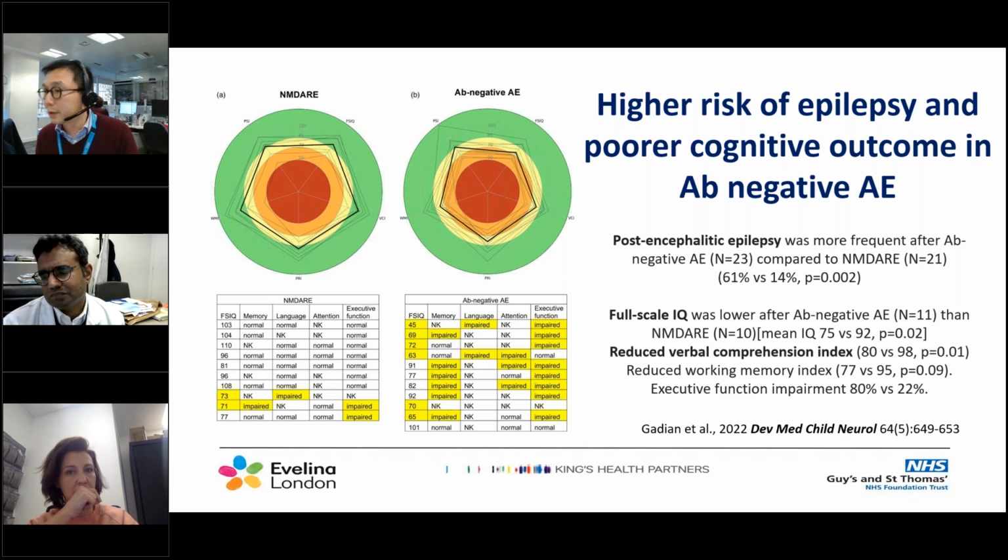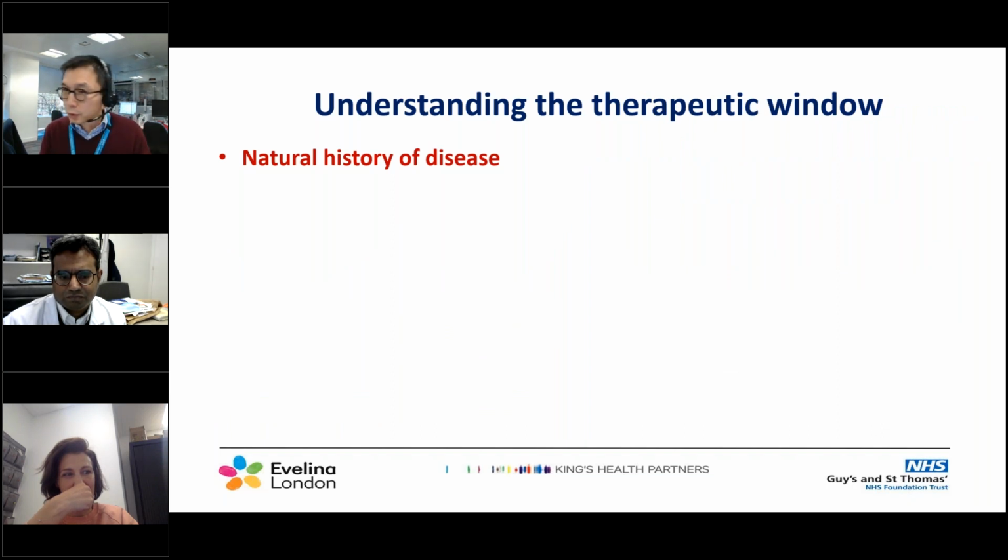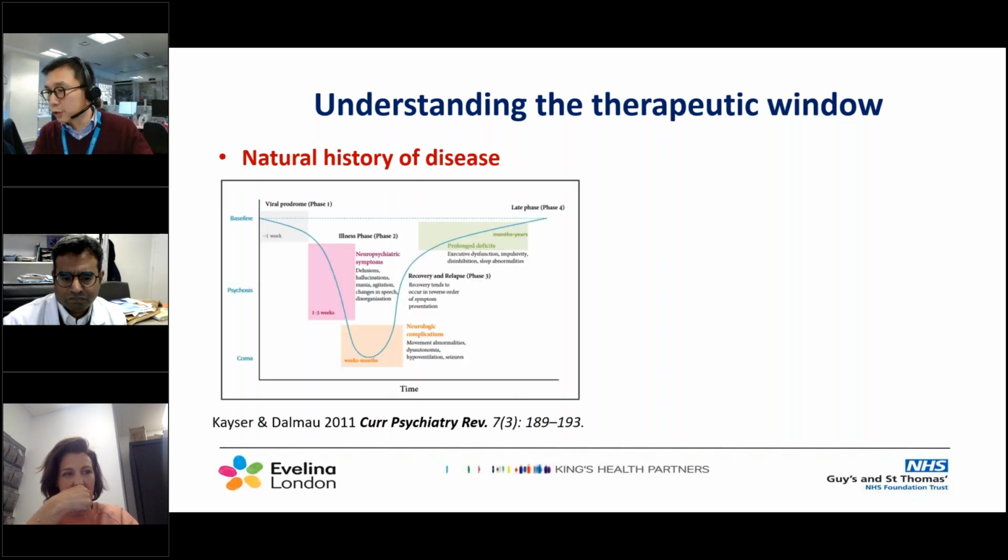But of course, one of the confounders of the cognitive outcome could well be the epilepsy itself, and there's no way to disentangle the two. But nonetheless, they do worse. So put together, should we be treating these patients more aggressively in the first place? We need to know the natural history, of course, and I've already mentioned that.